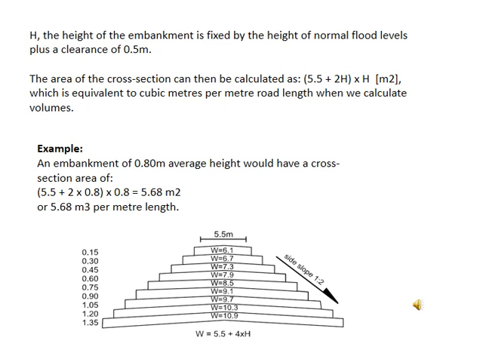So in this case, H is the height of the embankment. It is fixed by the highest normal flood level plus a clearance of 0.5 meter. The area of the cross section can be calculated as 5 by (5 plus 2H), the whole thing multiplied by H.